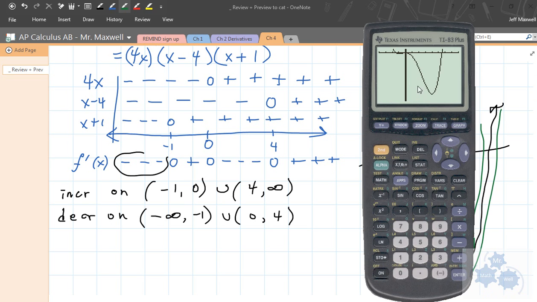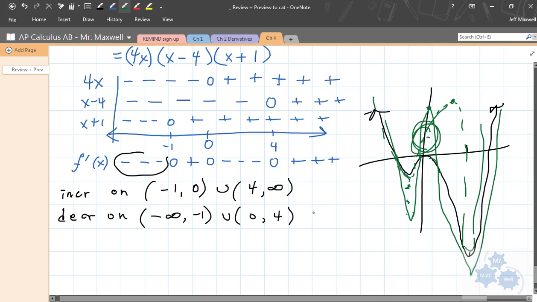So again, here is the graph. It matches up, right? Decrease here, decrease here, and increase here, and increase from 4 on. So the graph matches up with our work. Congratulations.